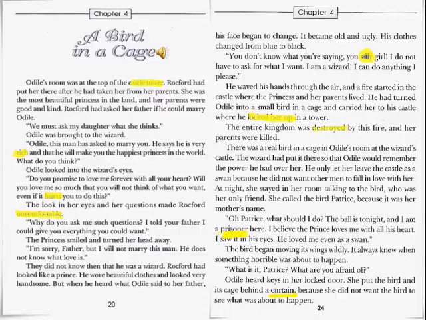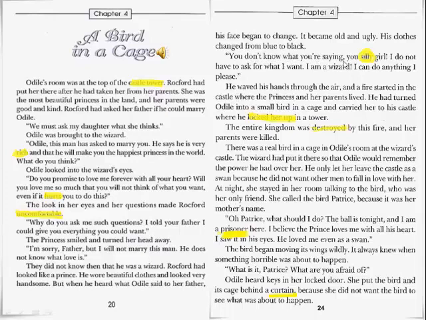Why do you ask me such questions? I told your father I could give you everything you could want. The princess smiled and turned her head away. I'm sorry, father, but I will not marry this man. He does not know what love is. They did not know then that he was a wizard. Rockford had looked like a prince. He wore beautiful clothes and looked very handsome. But when he heard what Odile said to her father, his face began to change. It became old and ugly. His clothes changed from blue to black.